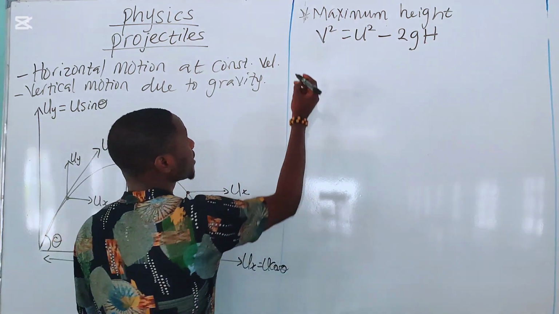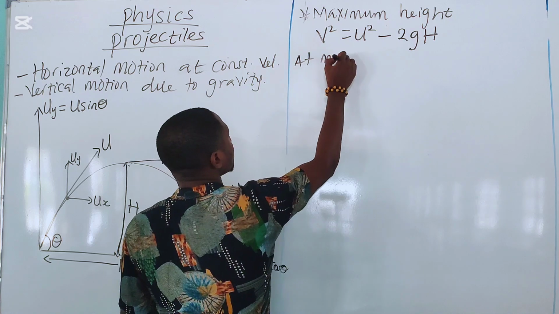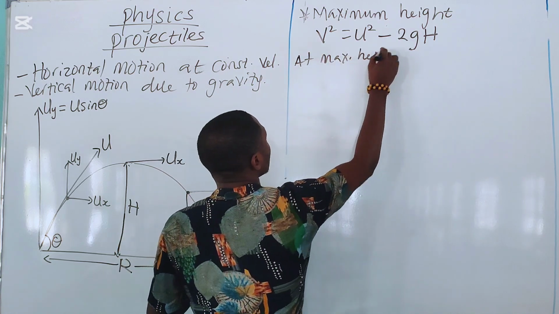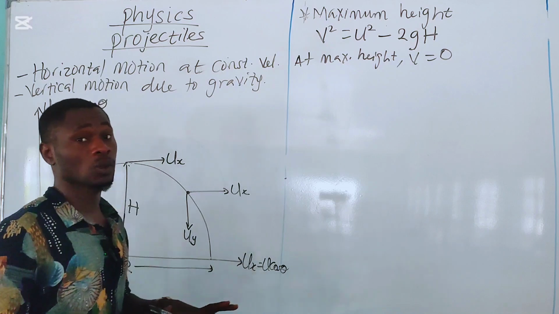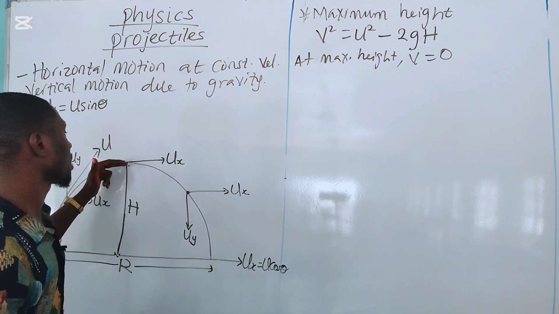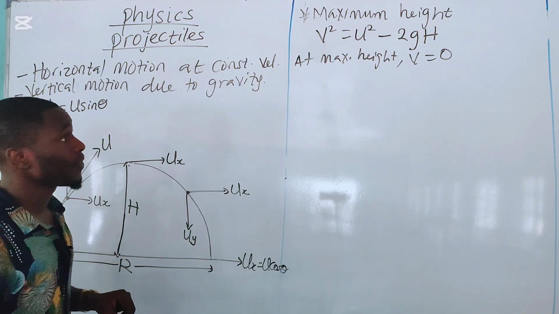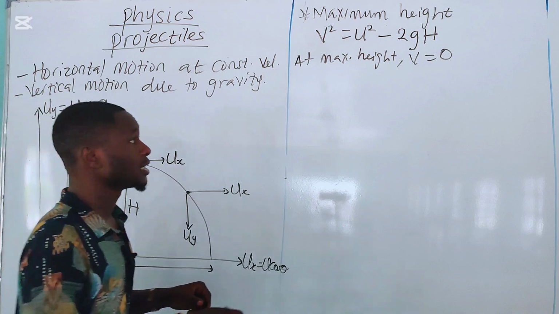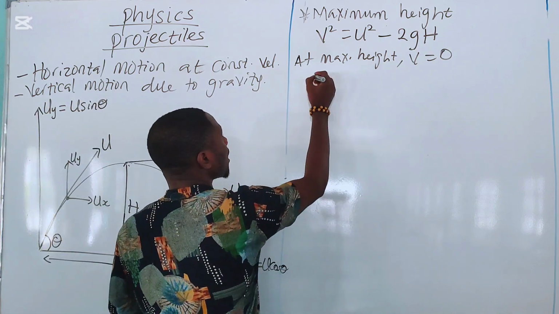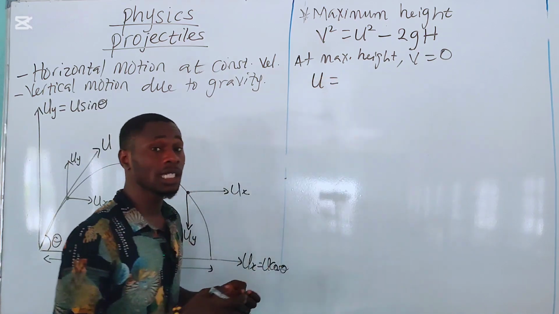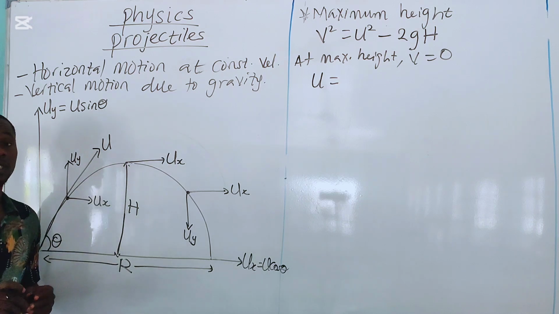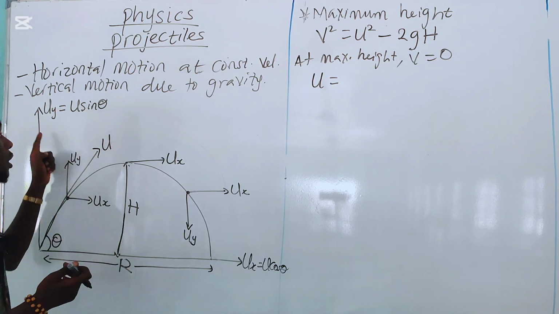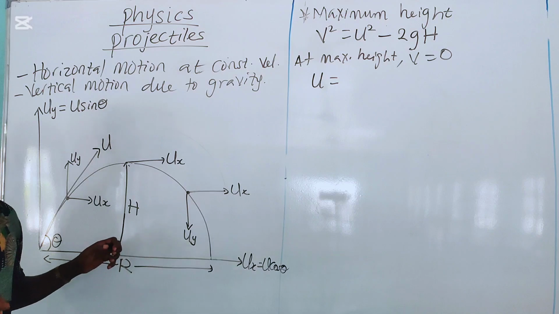So at the maximum height, our final velocity v is still equal to 0. Because at the maximum height, the final velocity is 0. And our initial velocity u is going to become the vertical component of the initial velocity, which is u sine theta.